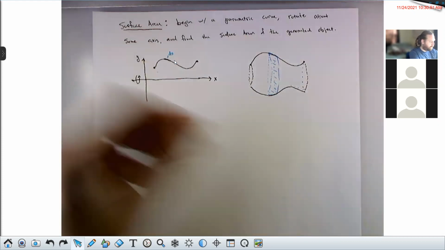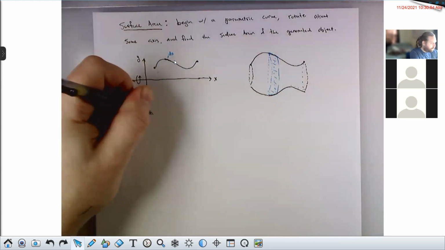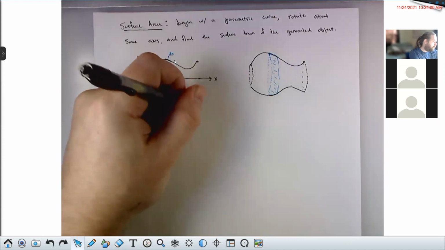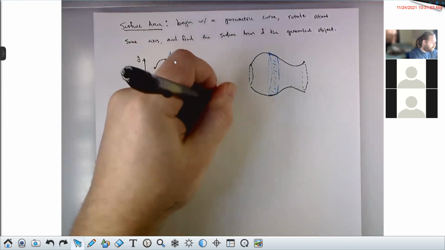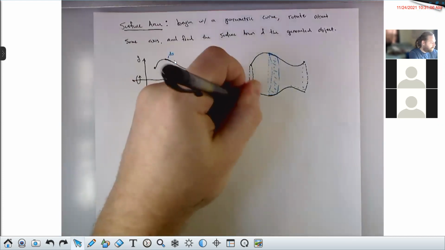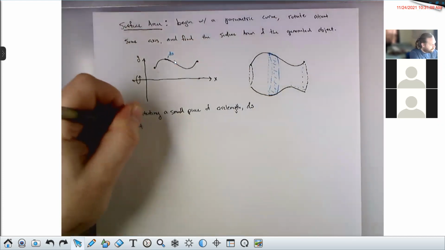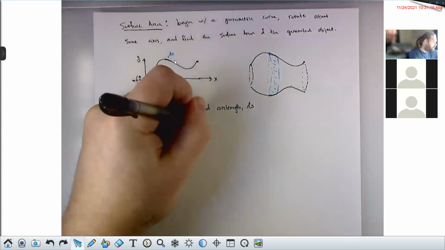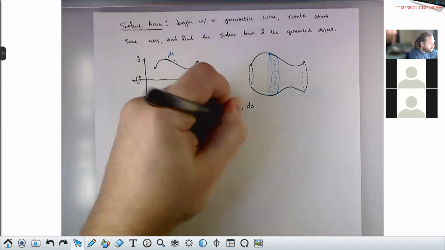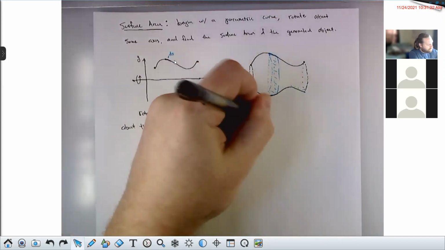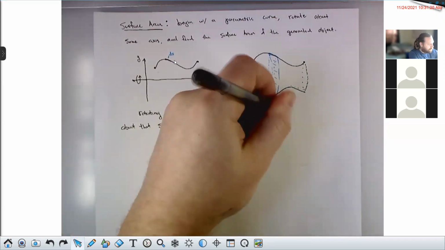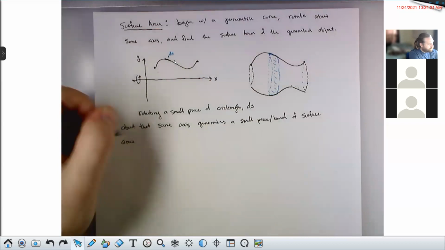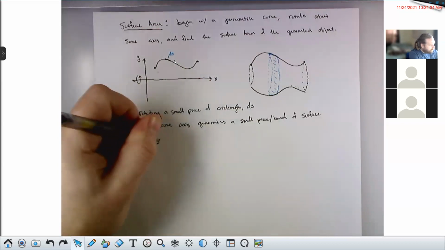So the big idea is that rotating a small piece of arc length, ds, about that same axis generates a small piece or band of surface area, which your book would call capital S.